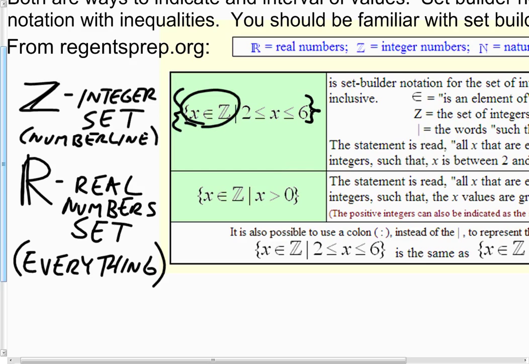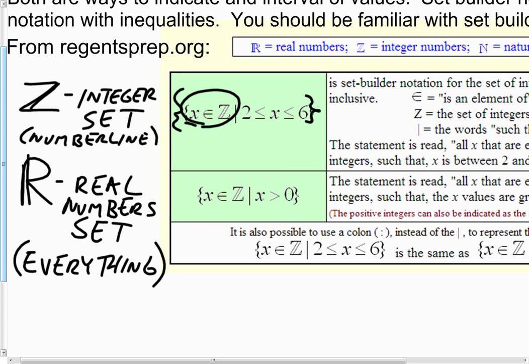Everything means everything in between and the integers. So this includes all the decimals. This includes all of the fractions. This is what we normally deal with, all numbers. So if you see an R showing up over here, it just means you're considering all the numbers.